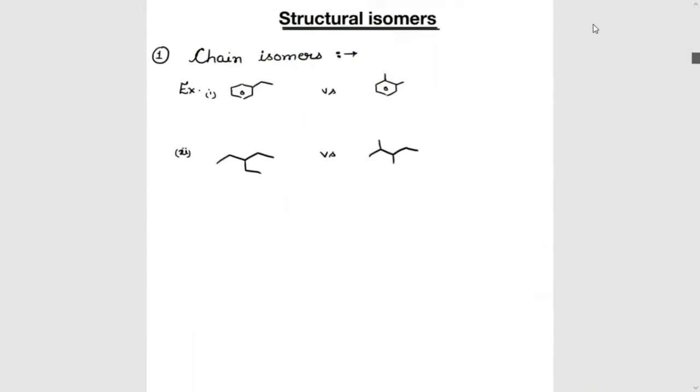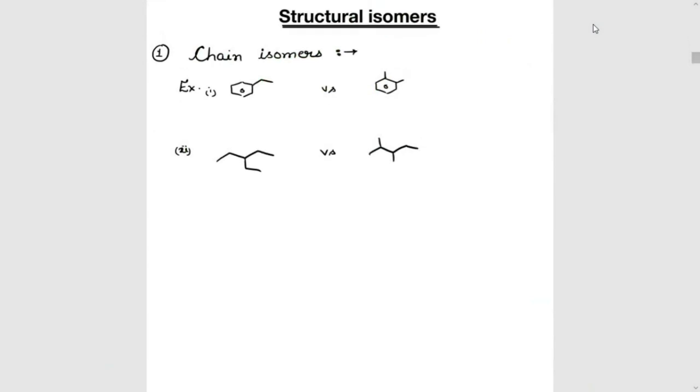Let's first start with structural isomers. A very specific comment: structural isomers these days are not being asked as such, but we should be aware of what it is. So, first out of five is chain isomers. How to find whether a pair of compounds is having chain isomerism or not? Always, as a rule, first of all, assign the IUPAC name to the structures presented to you in the question.